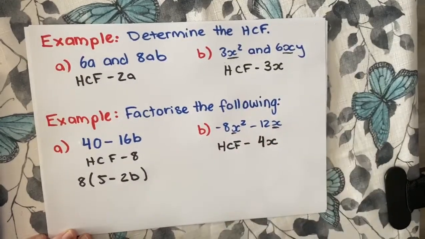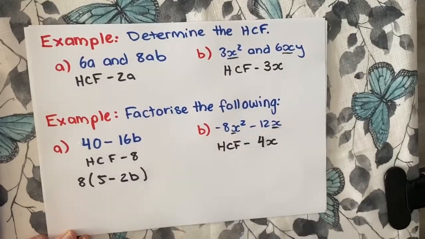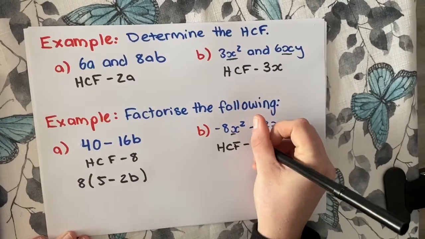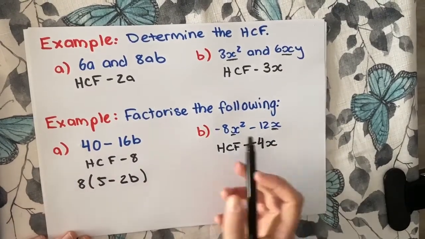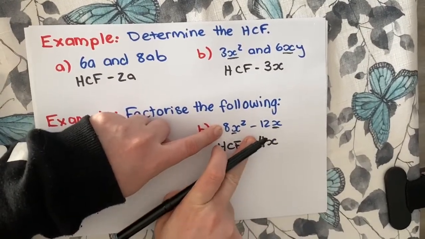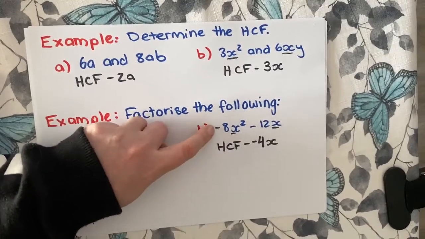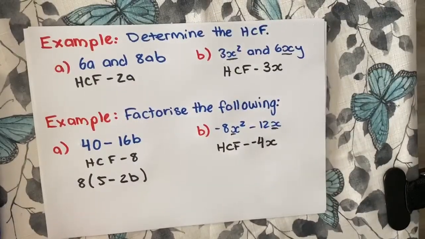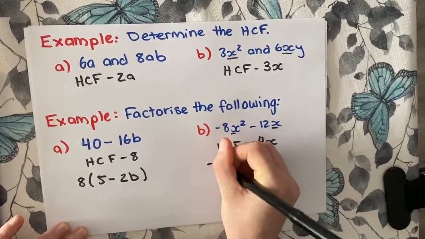Now there's one other thing to look at in this, is that notice how they both have a minus there? That means our highest common factor is also going to have a negative out the front. Now if we didn't have a minus out front of the 8x squared, it would just be positive 4x. But because that's got a minus there, we know our number outside will have that negative. So outside our brackets, we're going to have negative 4x.